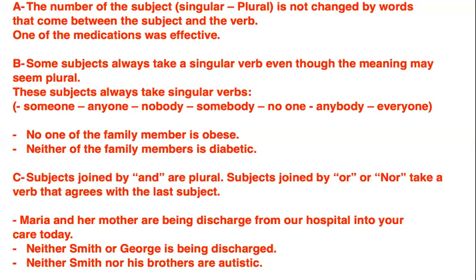Okay. "Neither Smith nor his brothers are autistic." The last subject is "brothers," so "are," not "is." So "or" and "nor" agree with the last subject, and here it is plural. Someone, anyone, nobody, neither, somebody, no one, anybody, everyone are always singular; they never change at all.